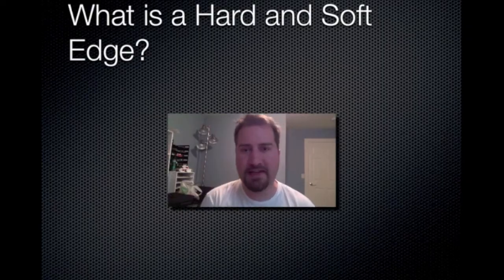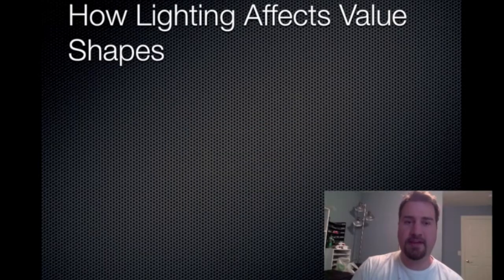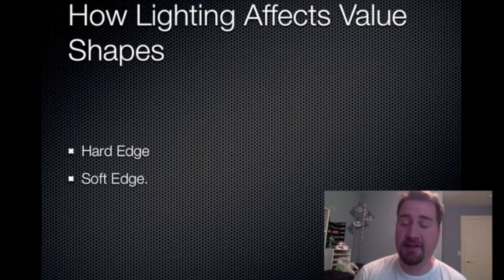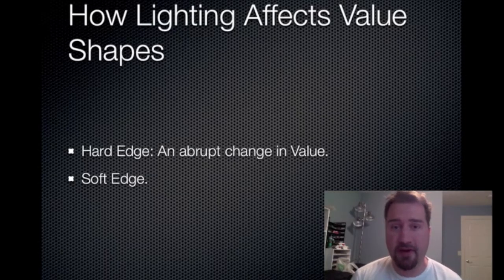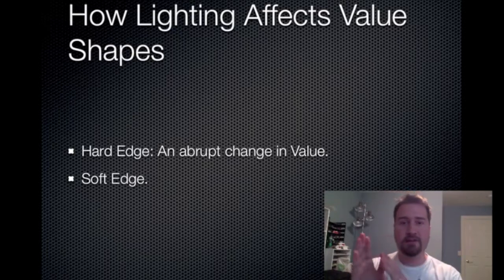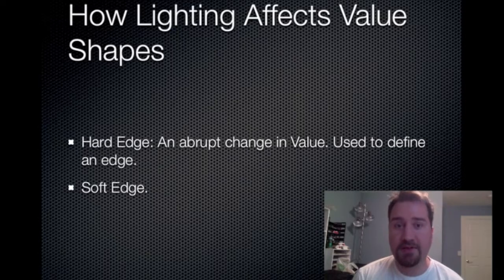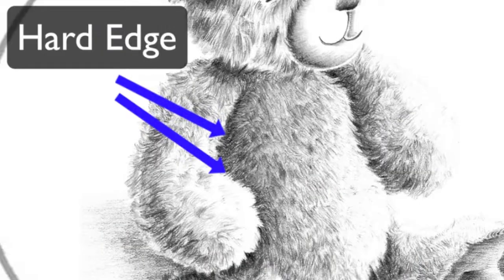So what is a hard edge and what's a soft edge and why does it matter? Light affects your value shapes. In this case, I break it into two techniques: a hard edge and a soft edge. A hard edge is an abrupt change in value, much like the left part of that value shape, where it goes from white into dark. Why do you do it? Well, that's used to define an edge. That's used to create implied line. That's used to create an edge that your brain can understand.